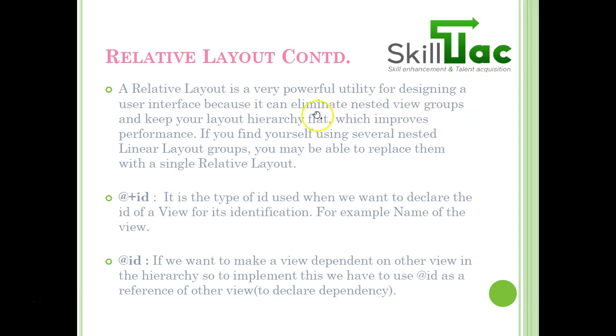The only side effect of nested view groups is that whenever such code is used to display a screen, then in the actual application that screen loads very slowly. The application might not respond so fast for that screen because of the nested view groups. That is what is written in this sentence: if you find yourself using several nested linear layout groups, you may be able to replace them with a single relative layout. So a relative layout will help us remove the nested linear layout groups. That was one advantage of using relative layout over the linear layout. Here we have two properties, ID, which we'll discuss in a little while.